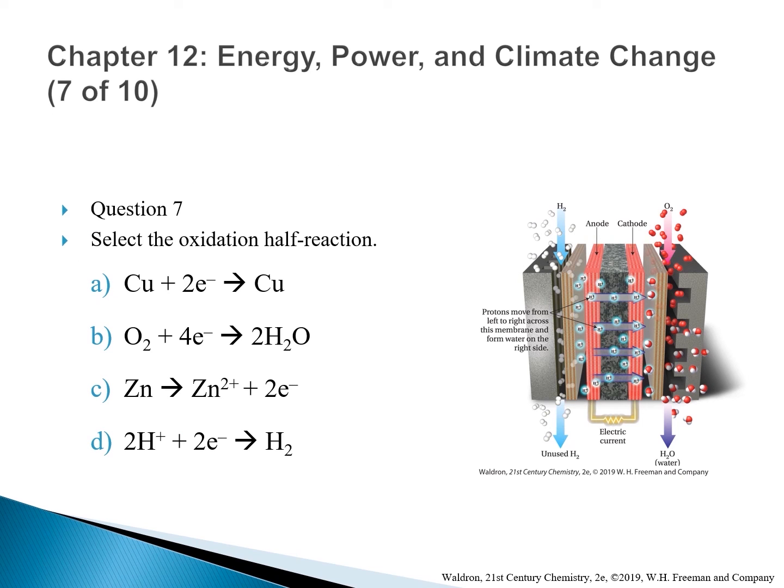Question 7. Select the oxidation half reaction. A, copper 2+ plus 2 electrons turn into copper metal. B, oxygen plus 4 electrons turn into 2 water molecules. C, zinc metal turns into zinc 2+ ion and 2 electrons. D, 2H+ ions plus 2 electrons turn into hydrogen. Please pause your video here. The correct answer is choice C. Oxidation half reactions have electrons on the product side. Reduction half reactions have electrons on the reactant side. So C is the only one with electrons on the product side. That is the correct answer.